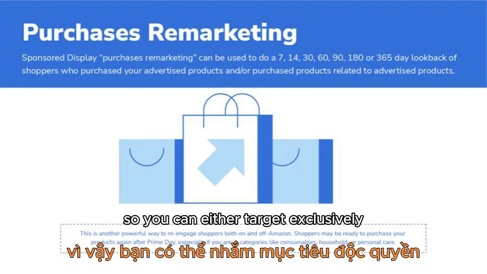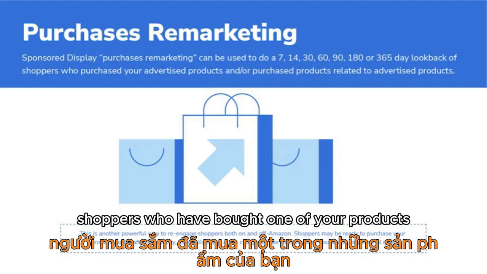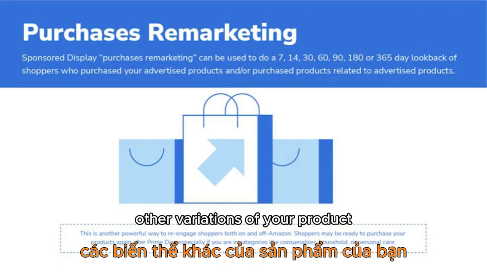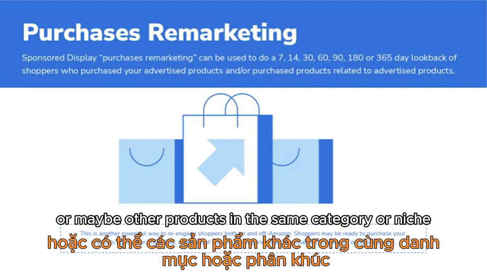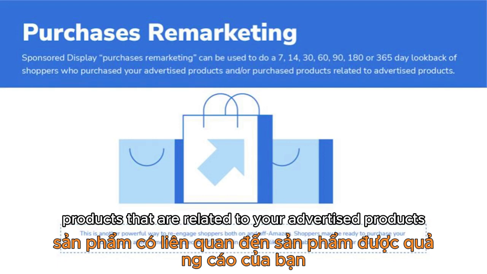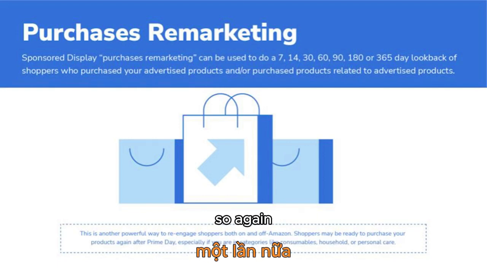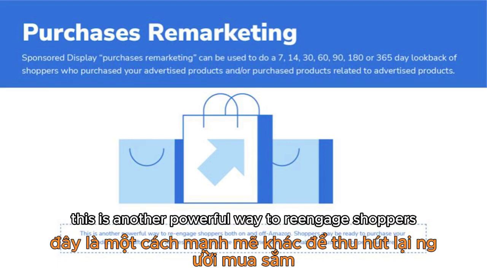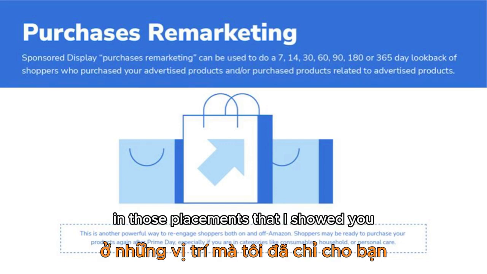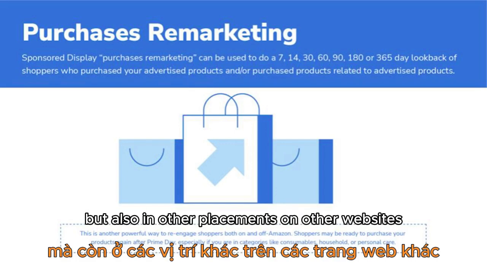So you can either target exclusively shoppers who have bought one of your products and maybe show them other variations of your product, or maybe other products in the same category or niche. Or you can also select products that are related to your advertised products. So again, this is another powerful way to re-engage shoppers both on and off Amazon in those placements that I showed you, but also in other placements on other websites.